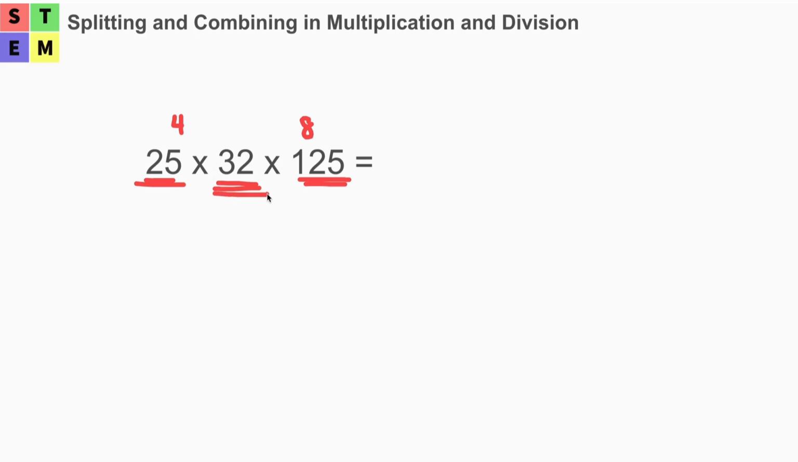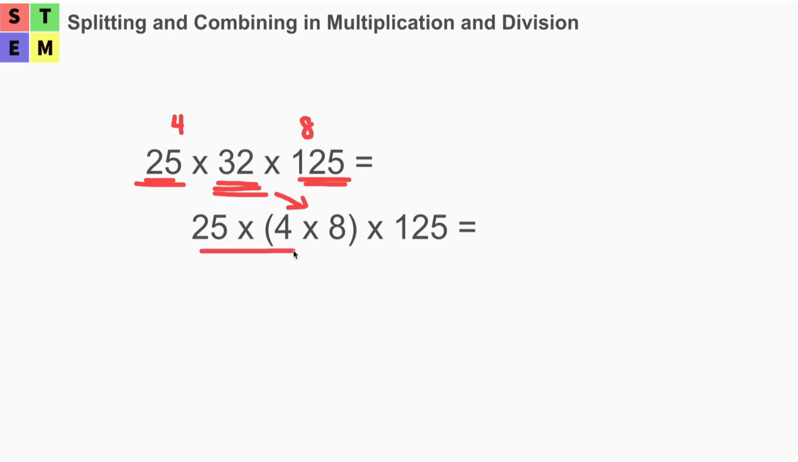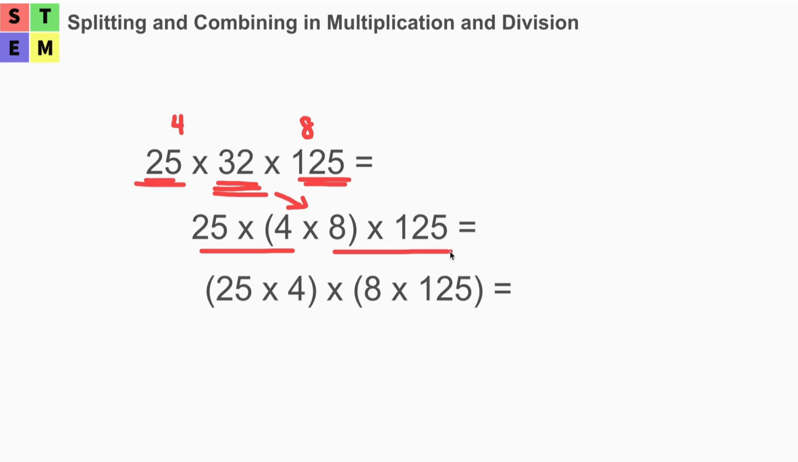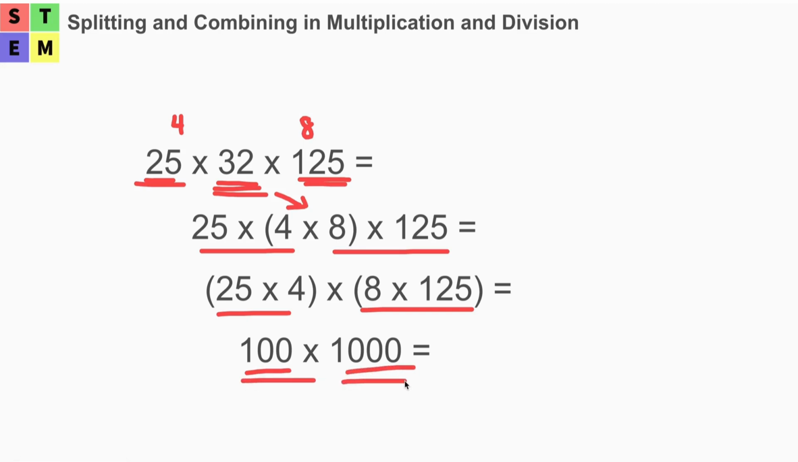Okay, so what we're going to do, it's just a coincidence that 32 equals 4 times 8, okay? But if it's not the case, we can try to think towards that way, right? So then we've got 25 times 4 and 8 times 125, right? So we are going to calculate like this, which is easier right now. So we've got 100 times 1000. Okay, basically it's 100,000, right?